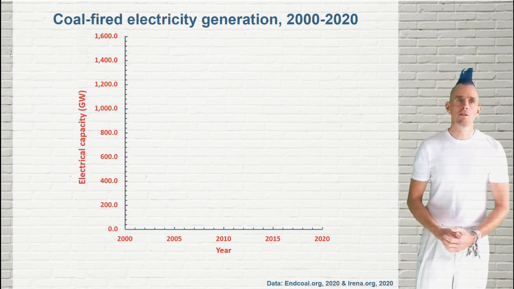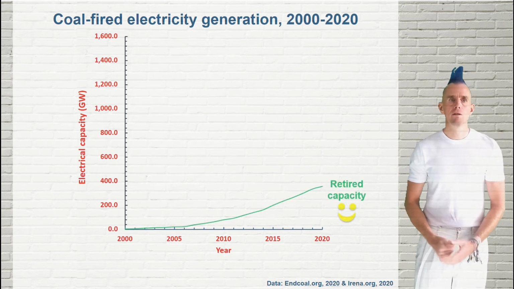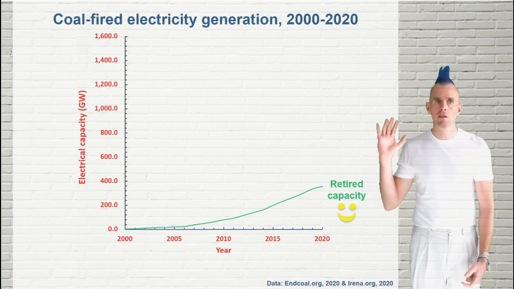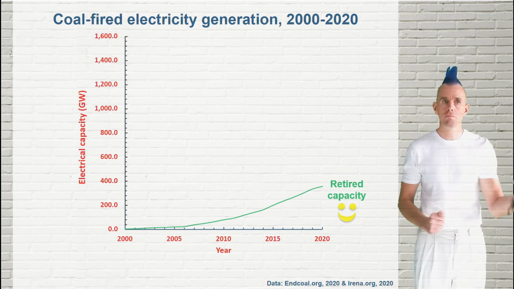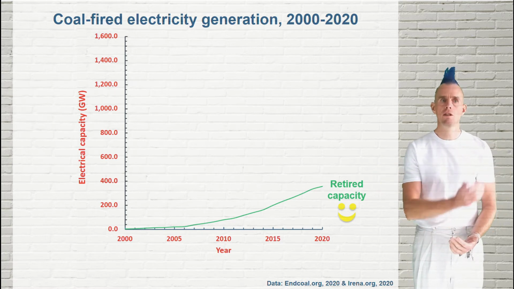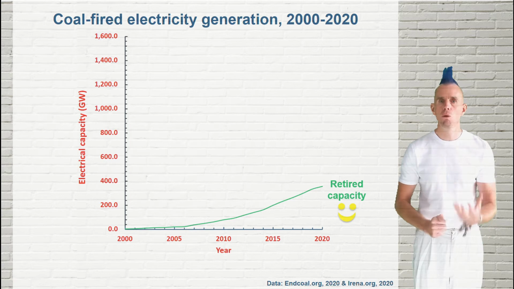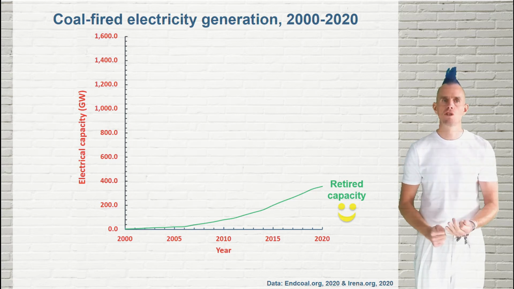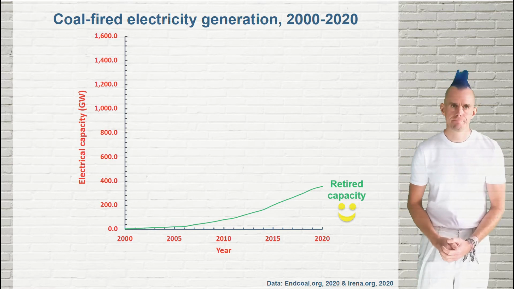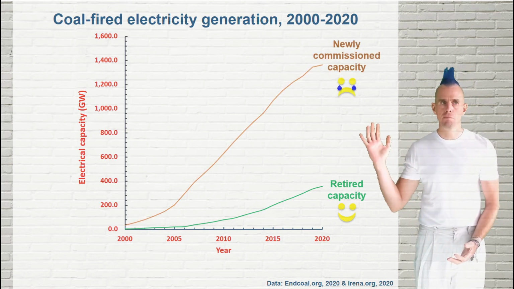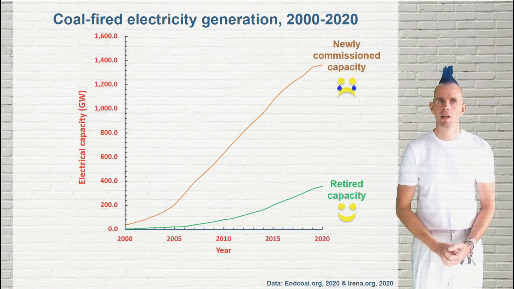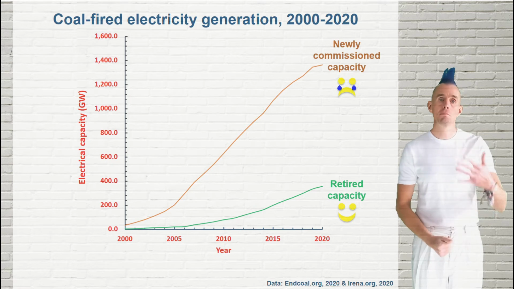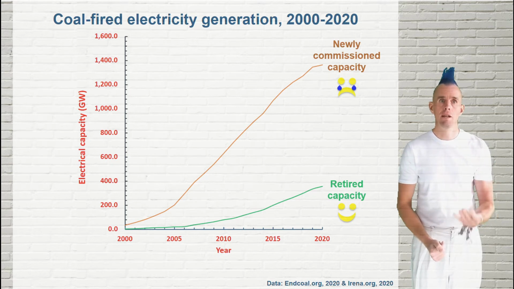So if you look at some of the data that's available in the public domain, you find that there is an increase in retired coal capacity. The y-axis is the electrical capacity in gigawatts, the x-axis is the year. So we can see that over the last 20 years, nearly 400 gigawatts of coal-fired electrical generation has been retired. This is good. However, over the same time period, 1,400 gigawatts of newly commissioned coal capacity has been built and operated, which is completely at odds with trying to achieve net zero.